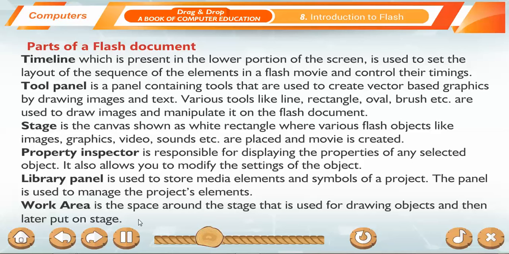Library panel is used to store media elements and symbols of a project. The panel is used to manage the project's elements. Work area is the space around the stage that is used for drawing objects and then later putting them on stage.